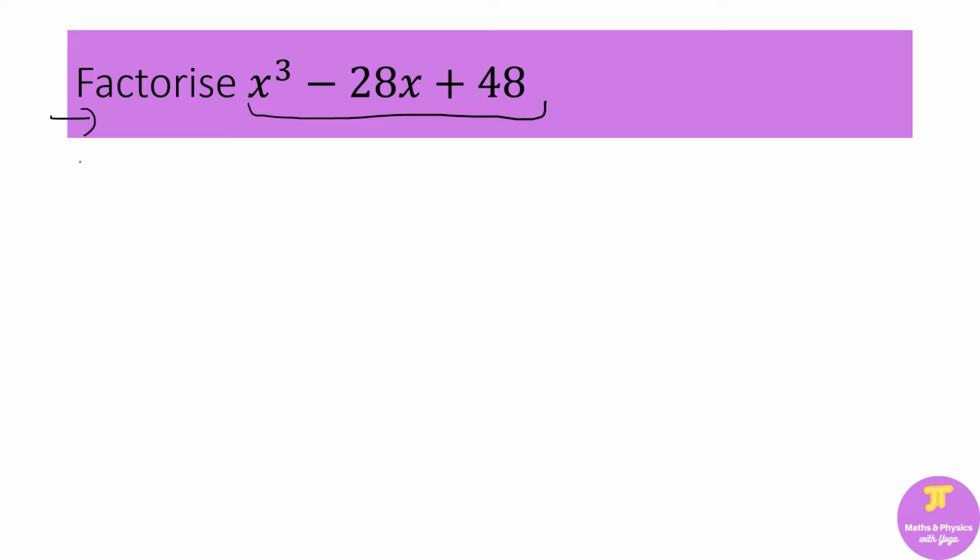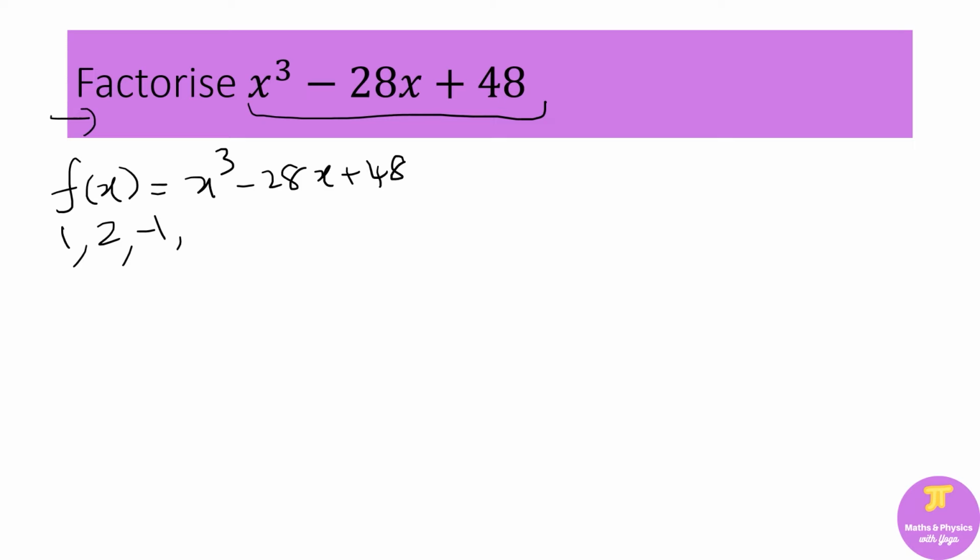Okay, so this cubic equation f(x) is x cubed minus 28x plus 48. Here x is not a factor, so the factorization won't be easy. So we can use our factor theorem to check whether any of the following numbers is going to be a root of this equation. So we substitute 1 for x, 2 for x, minus 1 for x, minus 2 for x, and let's find out whether any of them will give you 0.